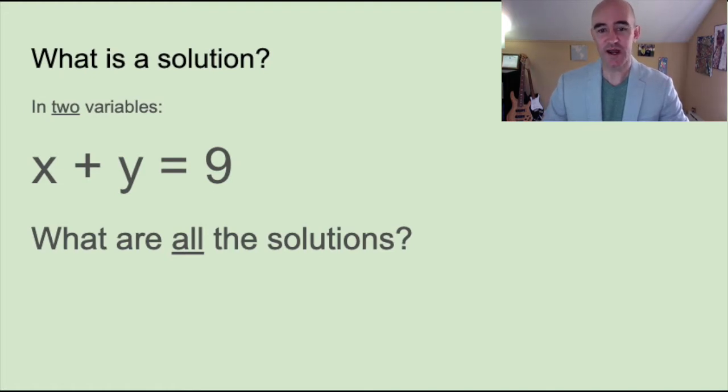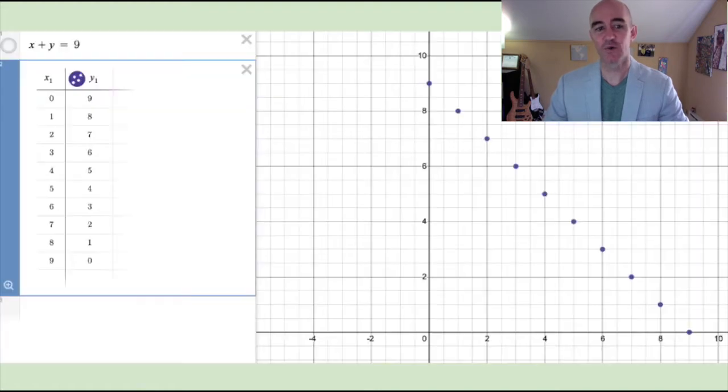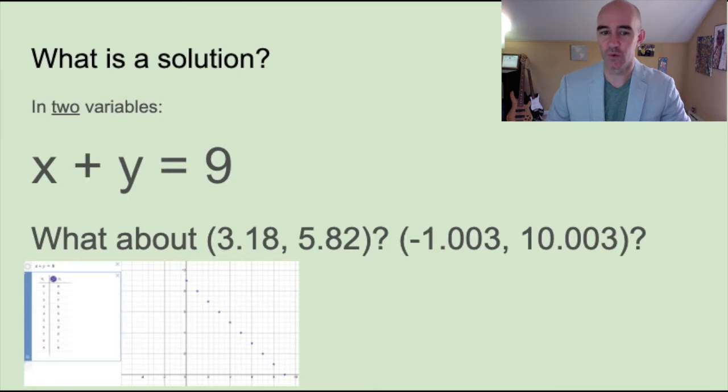In order to do that, I started making a table. And so when x is 0, y is 9. When x is 1, y is 8. And then I plotted all those points here. And so you can see, now I have some of the solutions to x plus y equals 9. But I know that I'm missing some. For example, what about 3.18 and 5.82? When I add those together, I get 9. What about the other two numbers on the screen? When I add those together, I get 9.